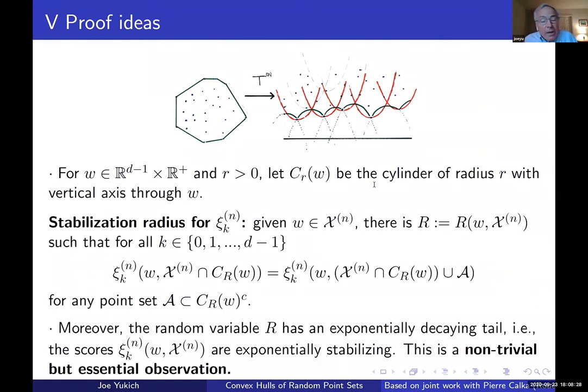And this random variable R, which defines the radius of this local cylinder, is not just finite almost surely, but it has an exponentially decaying tail. And this is another way of saying that these scores are exponentially stabilizing. The radius of stabilization has an exponentially decaying tail. This is a non-trivial but essential observation to proving limit theorems for sums of scores.